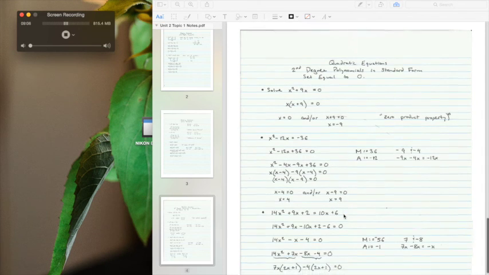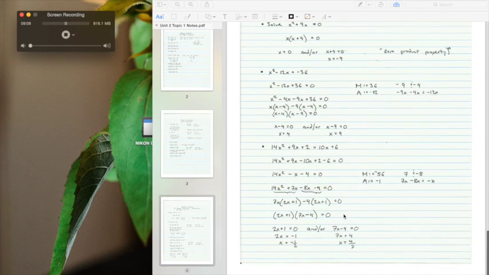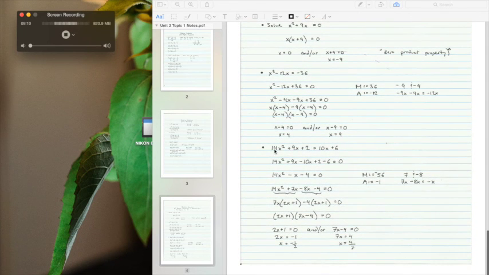Let's have a look at one more example here. This one looks very fancy. We've got all kinds of stuff going on. 14x squared plus 9x plus 2 is equal to 10x plus 6. Okay, this is not yet in the standard form, and it is not set equal to 0.